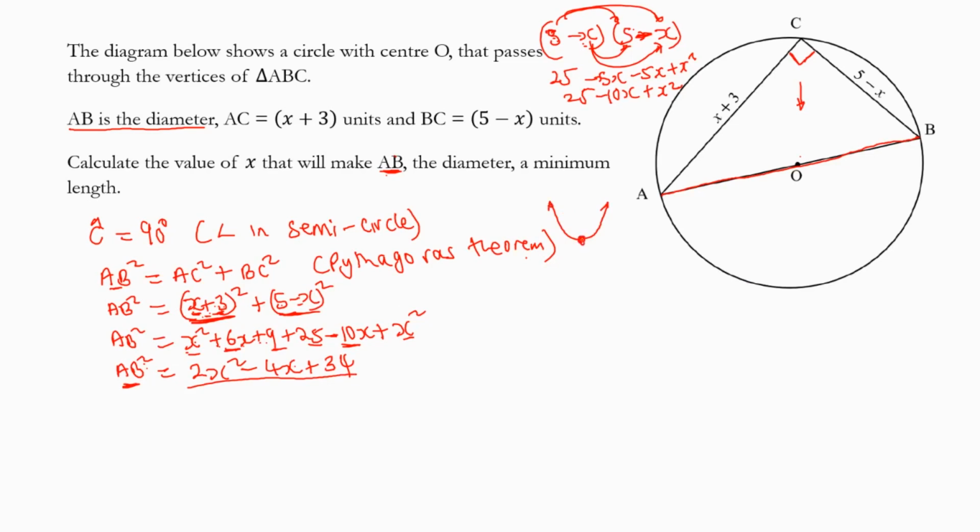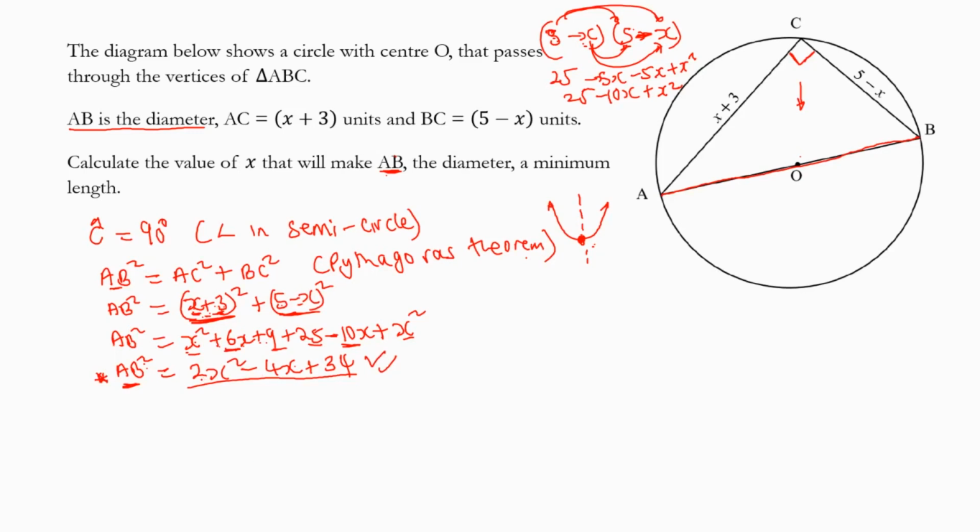Then how do you find the coordinates of the minimum point? We can use the axis of symmetry or use completing the square. Let's start by completing the square, and then after completing the square, we're going to use the axis of symmetry method. But remember, our AB squared is this, so we're going to be using this equation. By using this equation, let's complete the square.